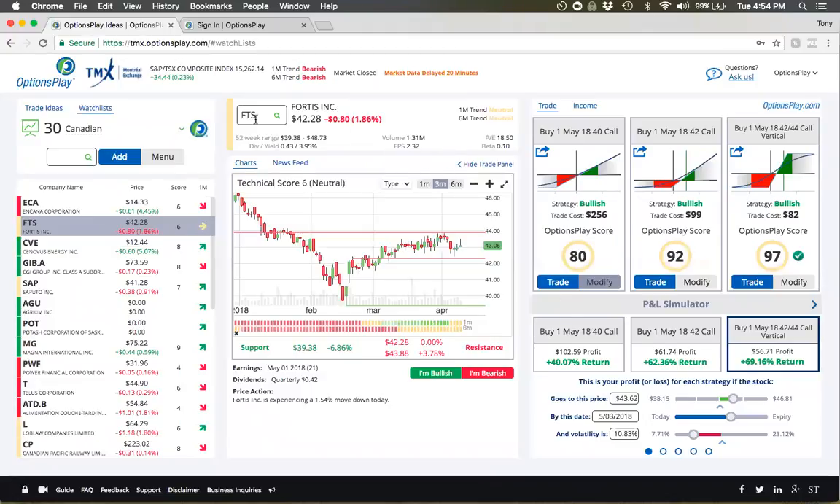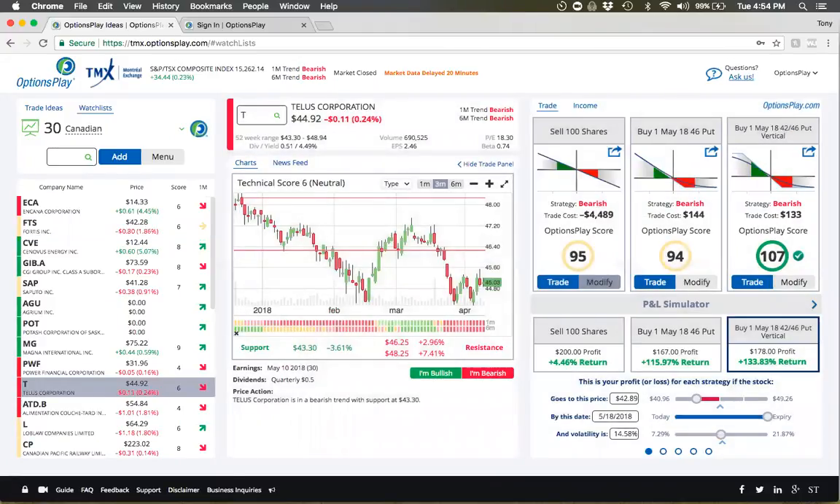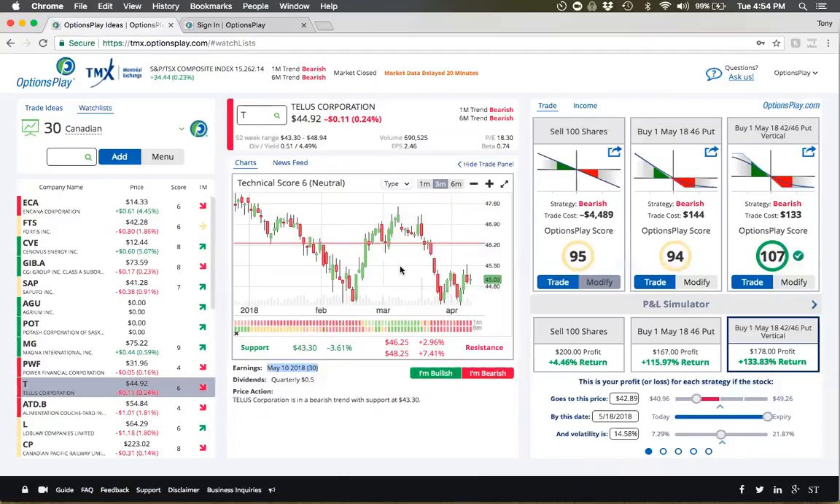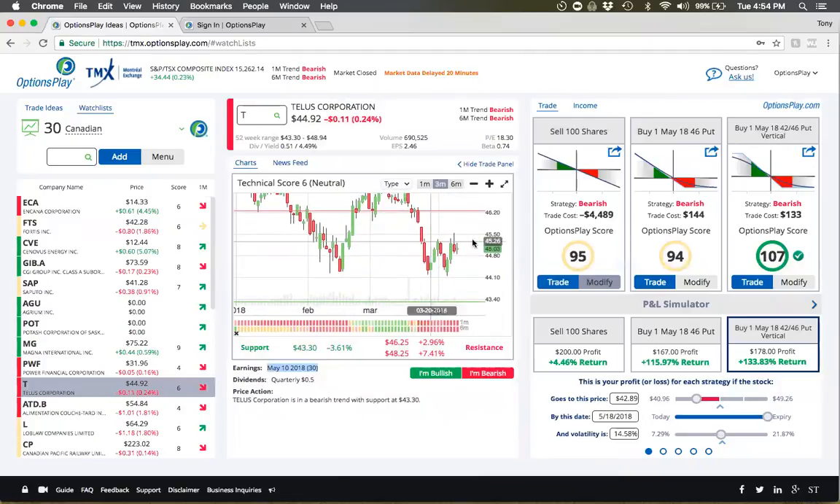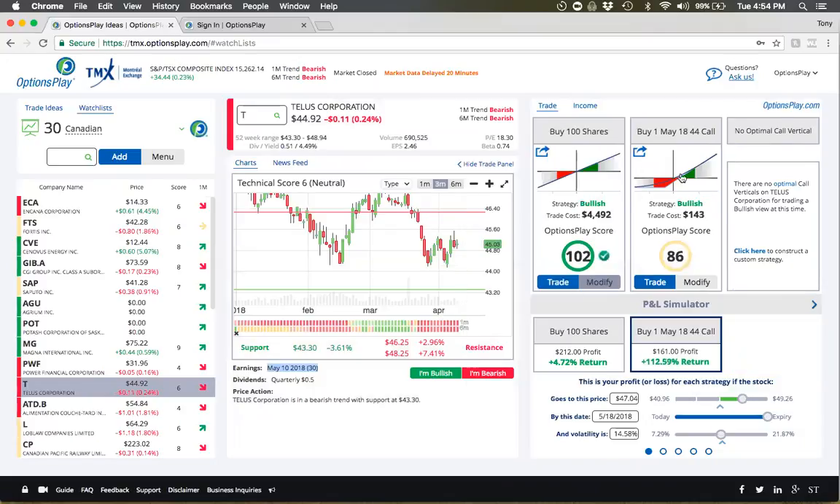So with that, I will just go to one last example here. TELUS, big Canadian telecommunications company. This reports earnings on May 10th. Stock's currently trading around $45. So I don't have a view on this, so I'm okay trading either a bullish or bearish view on the stock. As you can see, it's just between 46 resistance and 43 support. So regardless of what your views are, if you're bullish, you might want to take a look at a call.